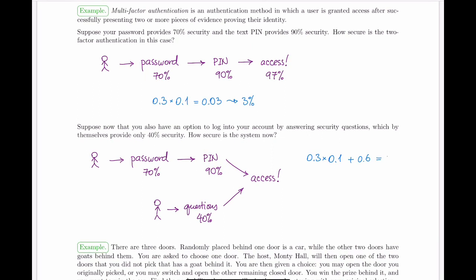So now this results in 0.63, which means that 63% of the time the hacker will be able to gain access. So my system is only 37% secure in this case. And notice a huge difference here. This 37% is less than any of the components. So that means that the entire system is weaker than any of the components separately.